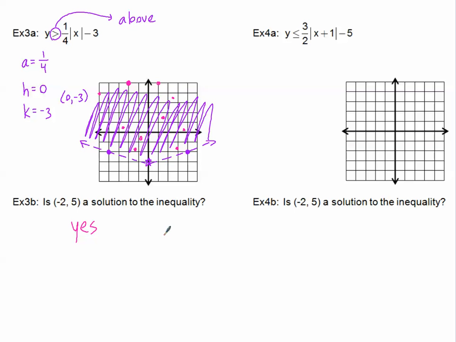So all of these points would be solutions. The points that are not solutions are out here. These would not be solutions. I'm going to put X's here. None of these are solutions.